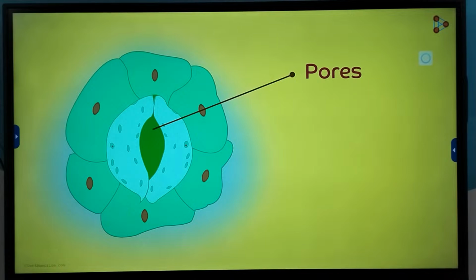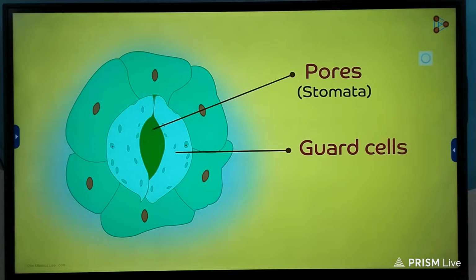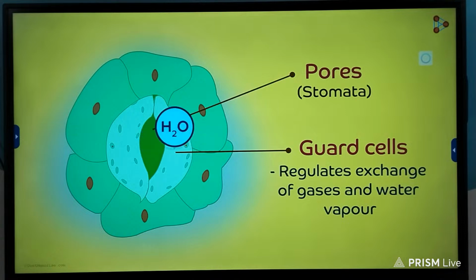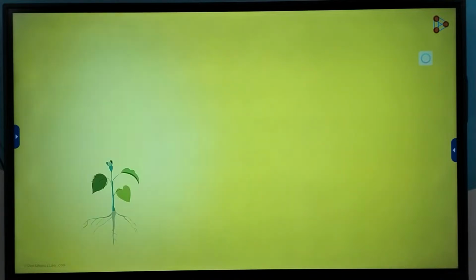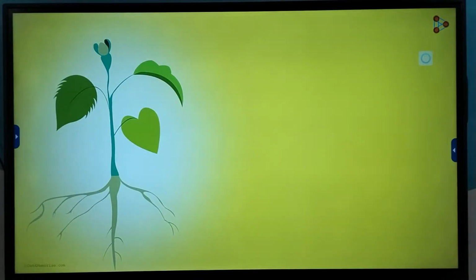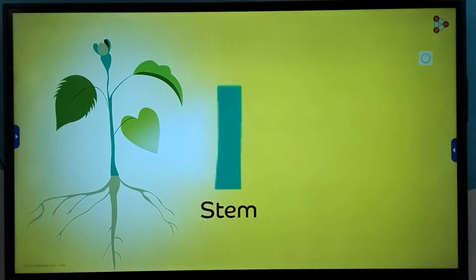Yes, the structures of pores, which we commonly refer to as stomata, are the spots where the epidermal cells form pits or openings and are guarded by the kidney-shaped guard cells. The guard cells guide and regulate the exchange of gases and also the water vapor from the stomata. Well, till now, we have been talking about the leaves and roots. Now let's talk about the stem.